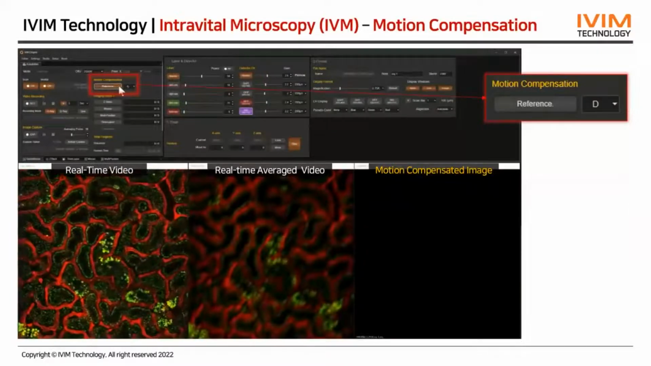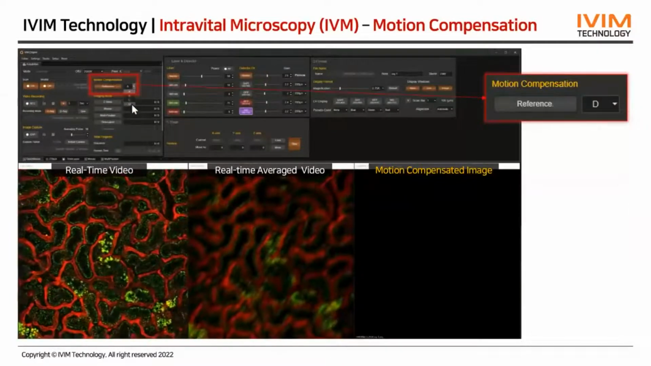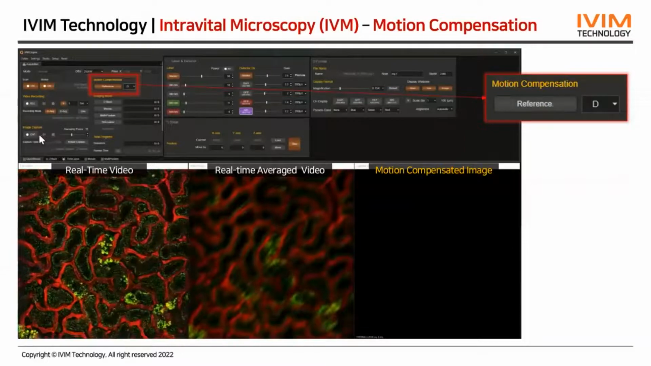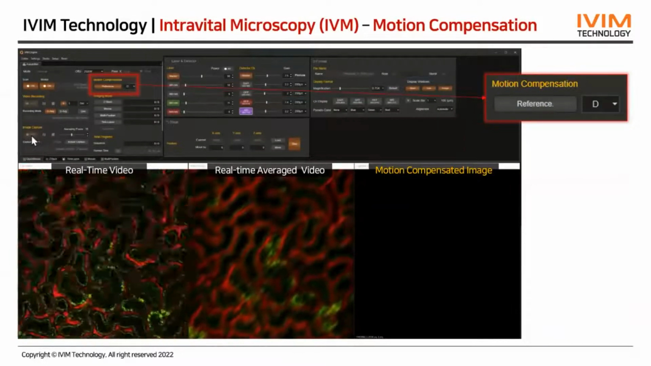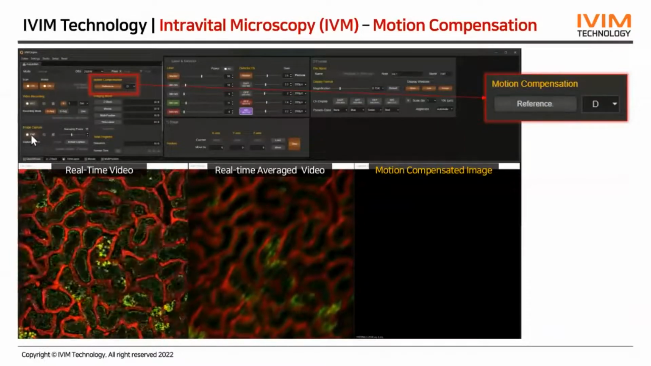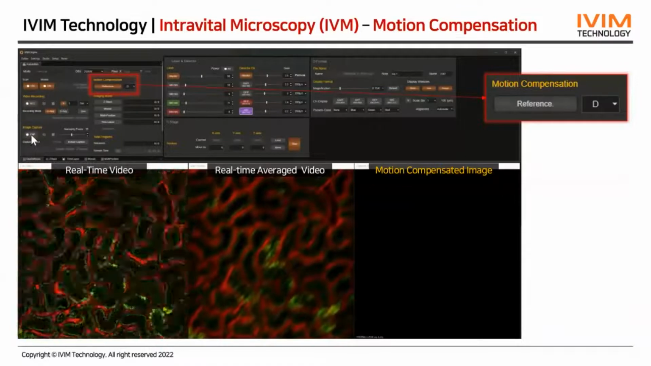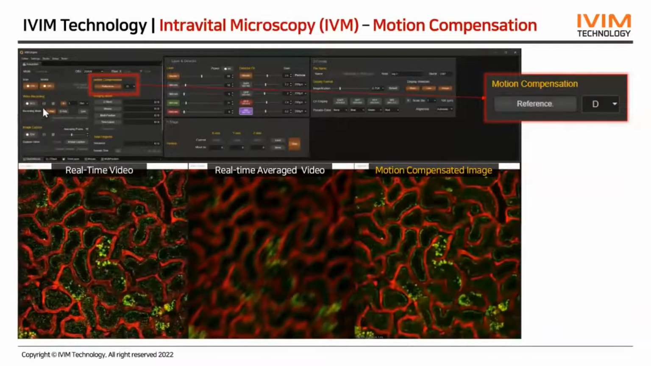This is a video of it actually working in the Studio software. Just one click to select the reference channel for the compensation, activate the motion compensation button, and click capture. Then we can directly get the compensated result in the display window right away.